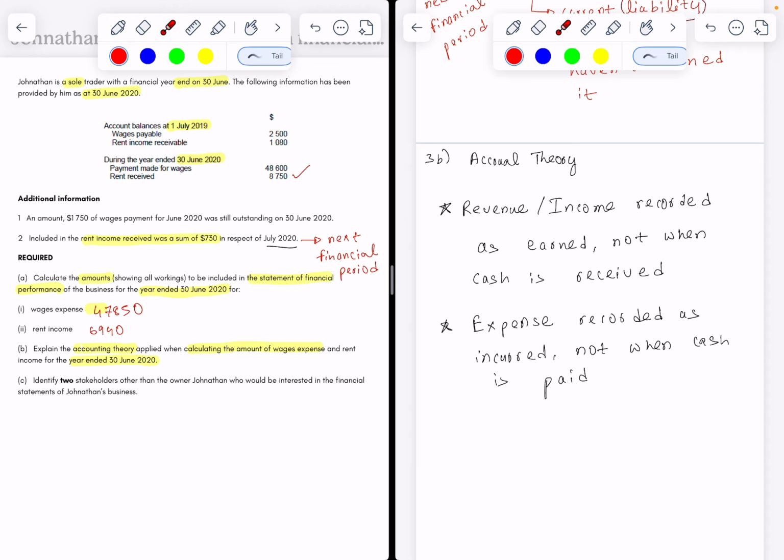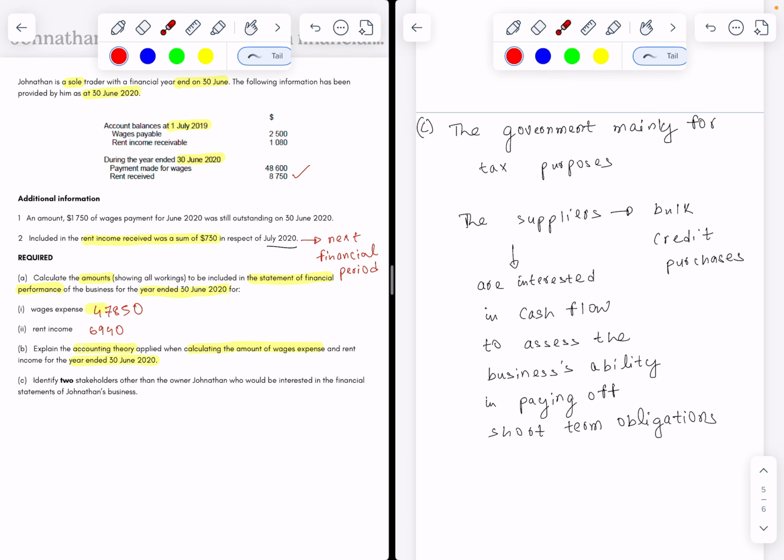And then we have got expenses which are recorded as they are incurred, not necessarily when cash is paid, which is what you have seen in this transaction. For additional information number 1, we have $750 of wages for the month of June 2020, which is an expense we have incurred, but it was still outstanding, which means we haven't paid yet. So that is what we are referring to as expenses, which are recorded as incurred, not necessarily when cash is paid. All right. So now let's move to part C.